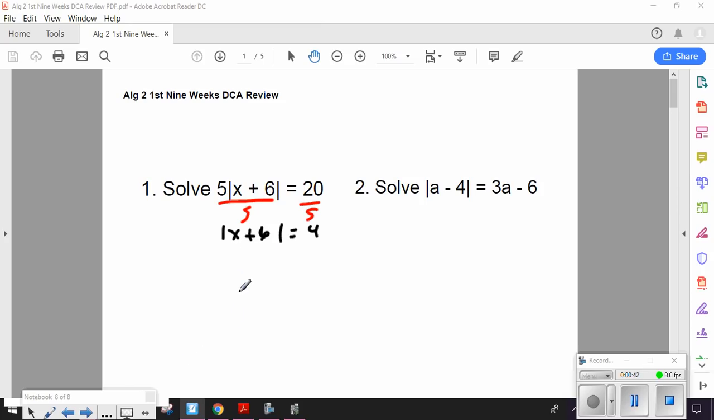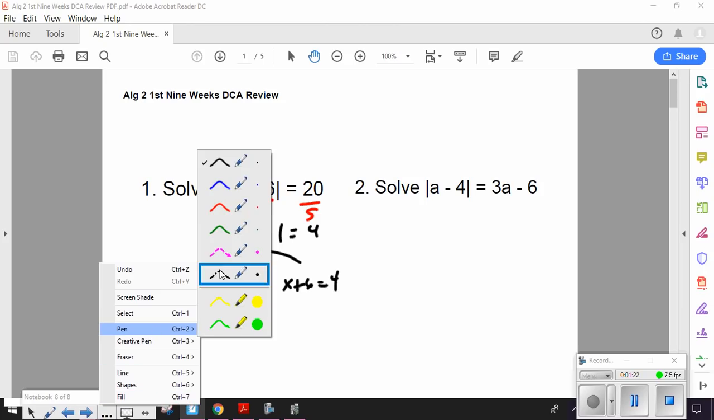Now that the absolute value bar is isolated, you write the equivalent equations. So you take x plus 6 out of the bar and you equal it to the opposite outcome, so negative 4. And the other equation would be x plus 6 equals 4. Again, when you have an absolute value symbol in your equation, you're usually going to have two solutions. So you got to set up the two equations to get ready for your solutions.